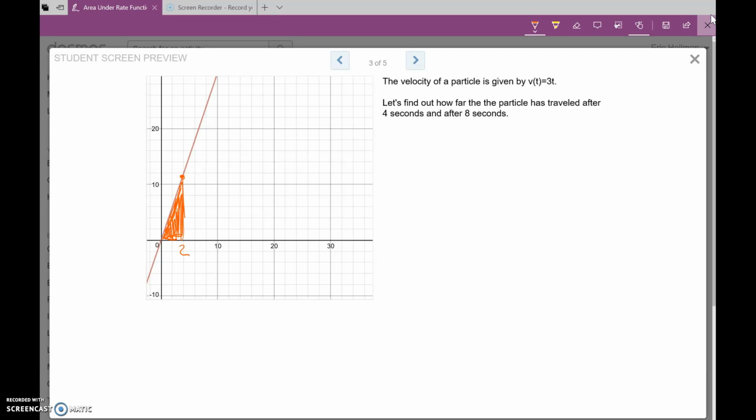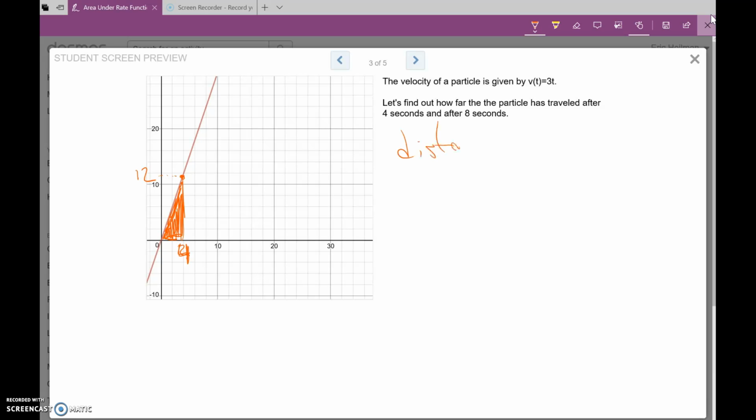We know that this height, when we plug in 2 into 3t, we get that the height is 6. Oh, it's because I'm on 4. Eesh. So this is actually t equals 4. We'll do t equals 4 first. So this height is 12. That makes more sense.